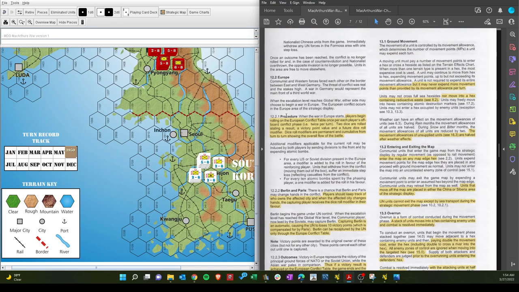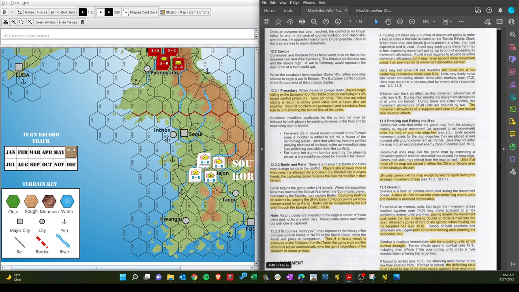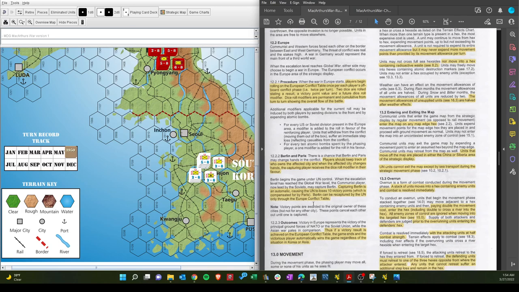And then Europe, Berlin and Paris, potentially. It's on the charts when you resolve it, but there are victory points for that. And if somebody wins in Europe, the game is over. Thus, if a victory result is achieved on the European conflict table, the game ends, and the victorious player automatically wins, regardless of what's going on. So be careful.